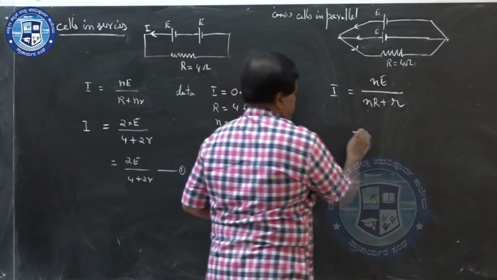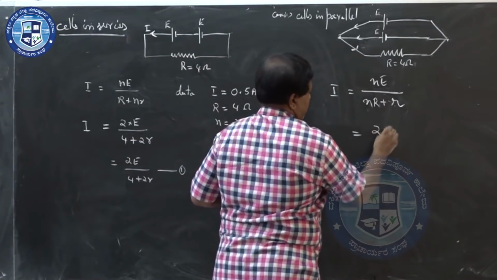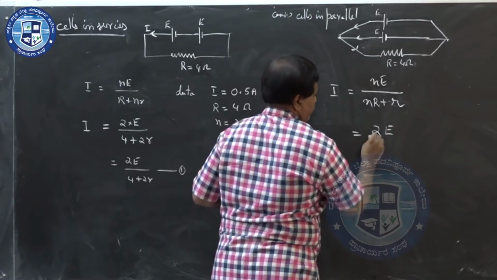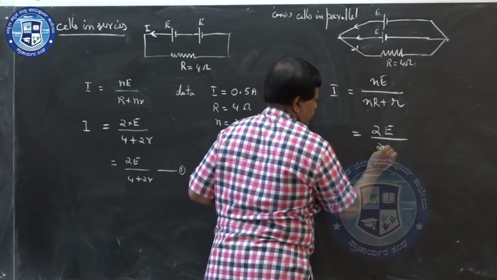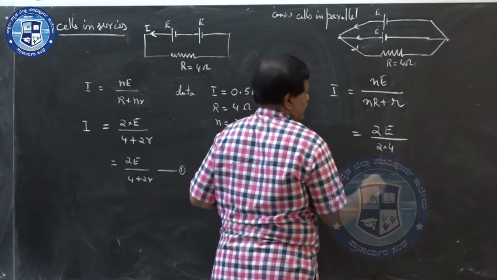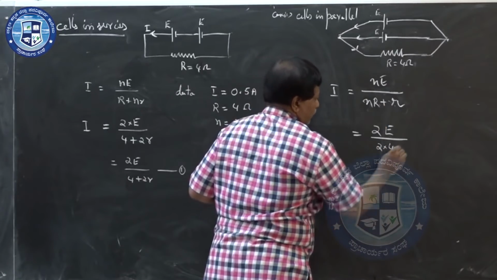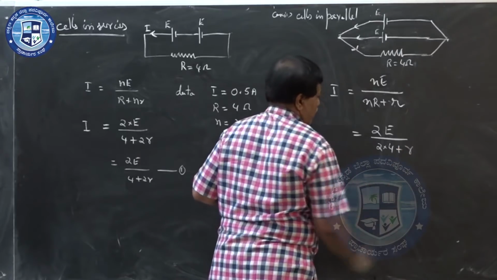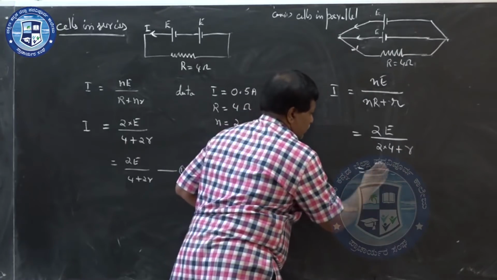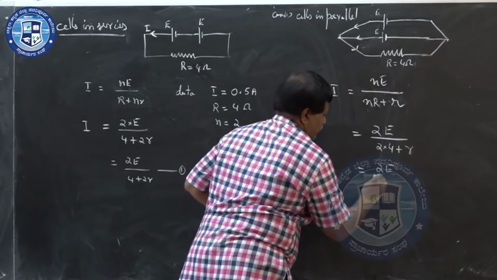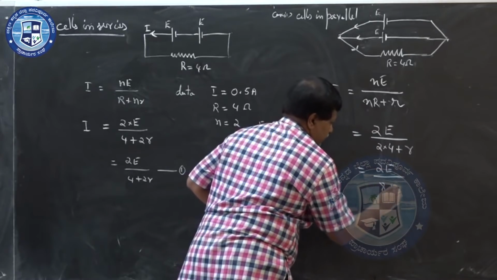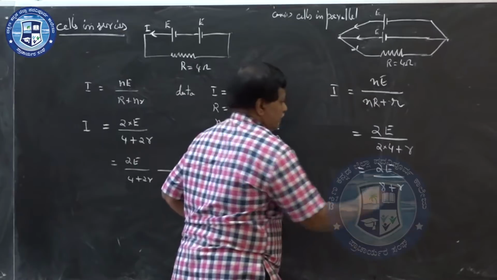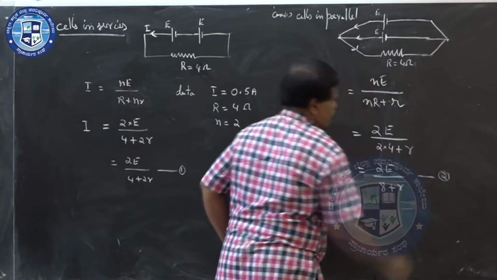So, substitute N equal to 2 here, E is not known, we will put E, N 2, external resistor resistance 4, small r not known. So, it is equal to 2E by 8 plus r. We will name this equation as 2.